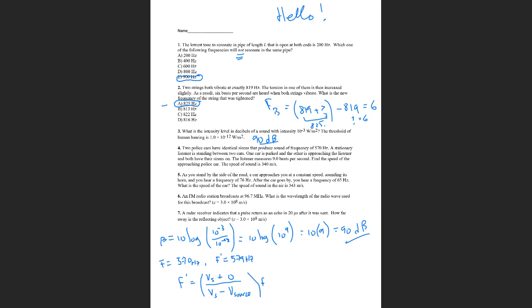Okay, so there's the Doppler formula set up for this problem. Do the algebra and solve for V source. I don't have the time to do it, so I'm just going to write down what the answer is. V source equals (F prime minus F) divided by F prime times the Vs. That's the speed of sound. And when you plug in numbers, you're going to get 5.28 meters per second.